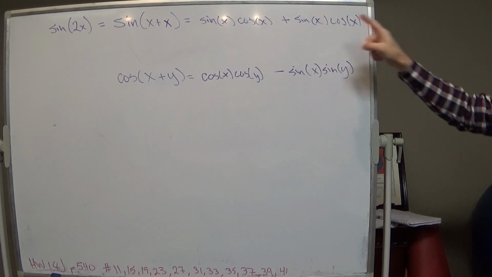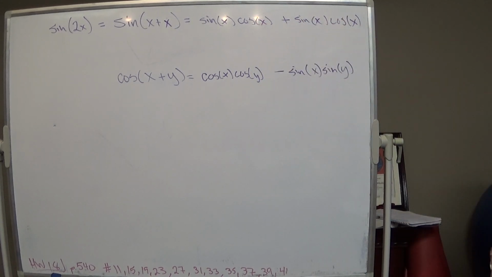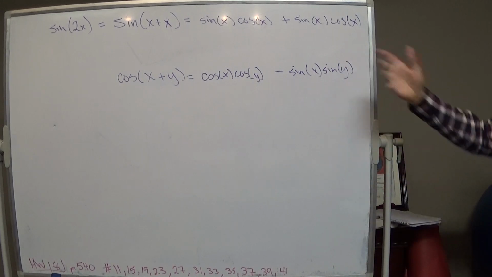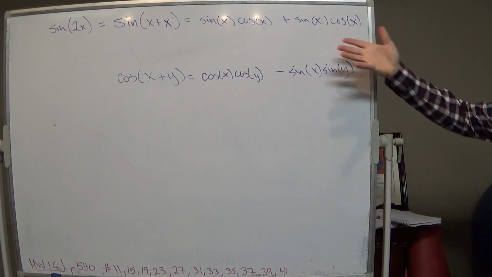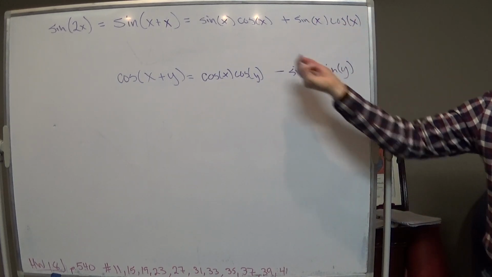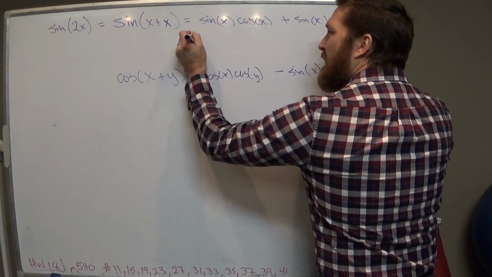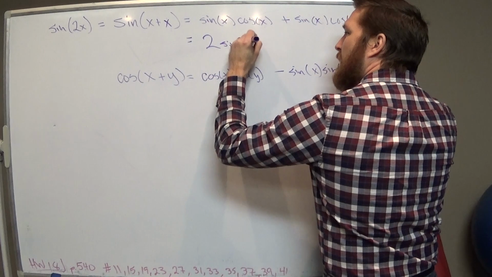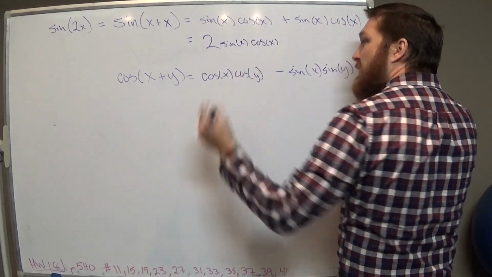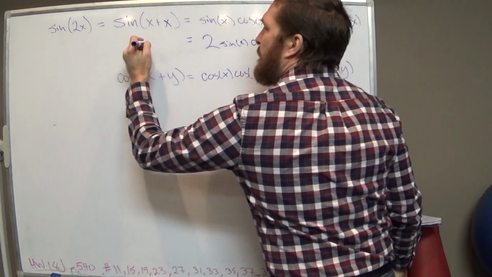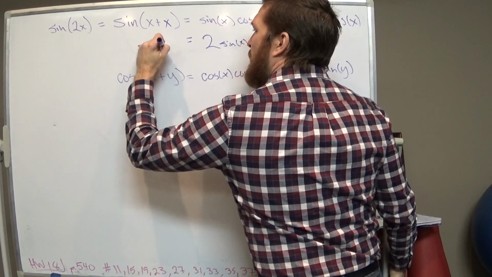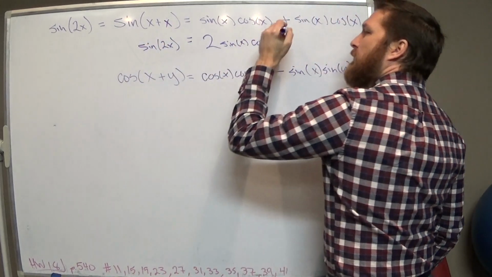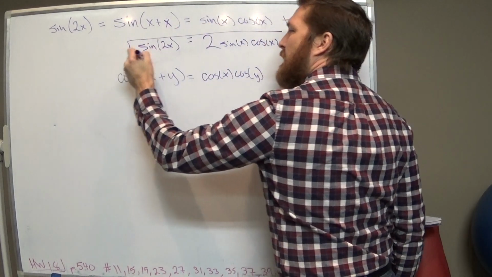But check this out. This thing's the same as that thing, isn't it? Oh, yeah. sin x cos x is the same thing as cos x sin x. So how many of them do we have? 2. So we could rewrite this as sin 2x equals 2 sin x cos x. And this is what we call a double angle formula. So that sin 2x is equal to 2 sin x cos x.